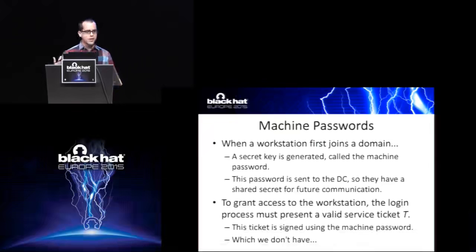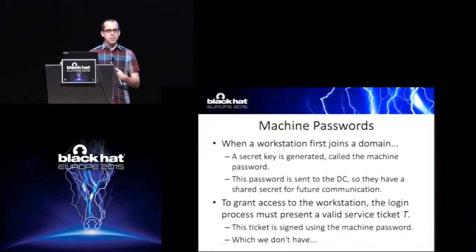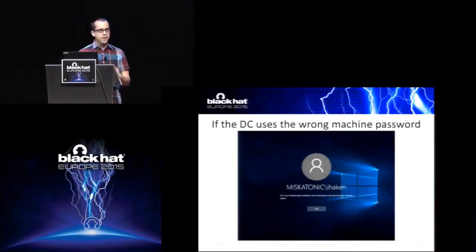So we can try to generate this service ticket T, but that's supposed to be signed with this machine password. If we send a service ticket that isn't signed with the right machine password, you get this error message when you try to log in. You can't really read it there, but what it says is that the trust relationship between this workstation and the primary domain has failed. So if you set up your mock domain controller with any sort of arbitrary machine password, this is what's going to happen. This isn't going to get you through the login screen.